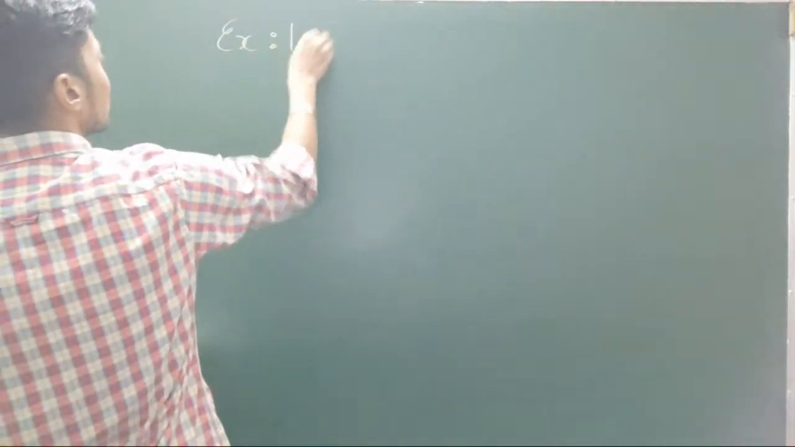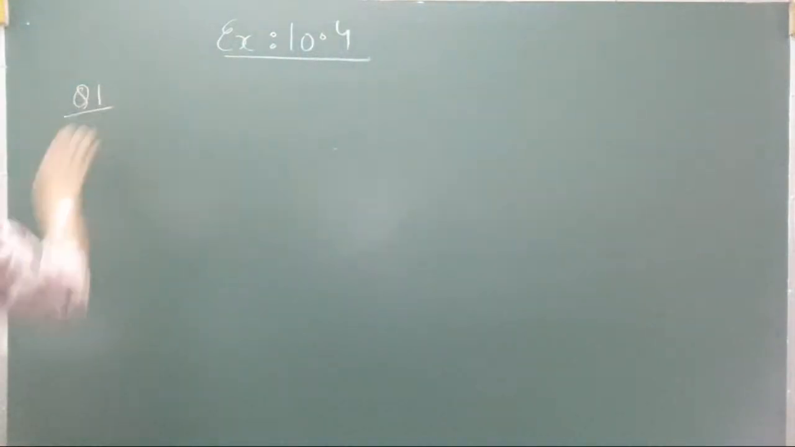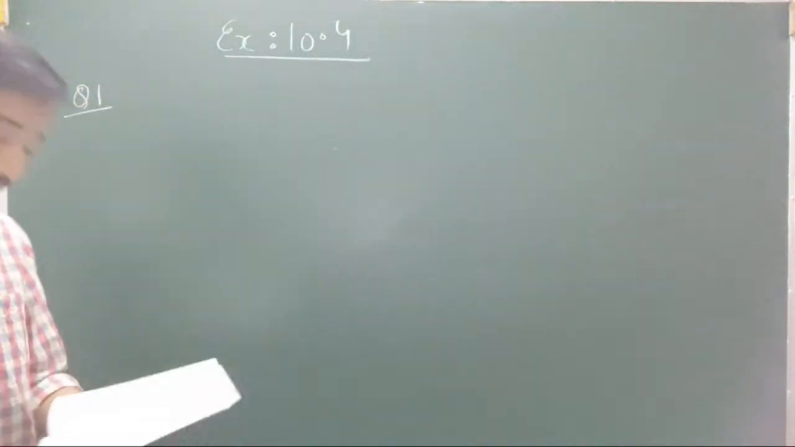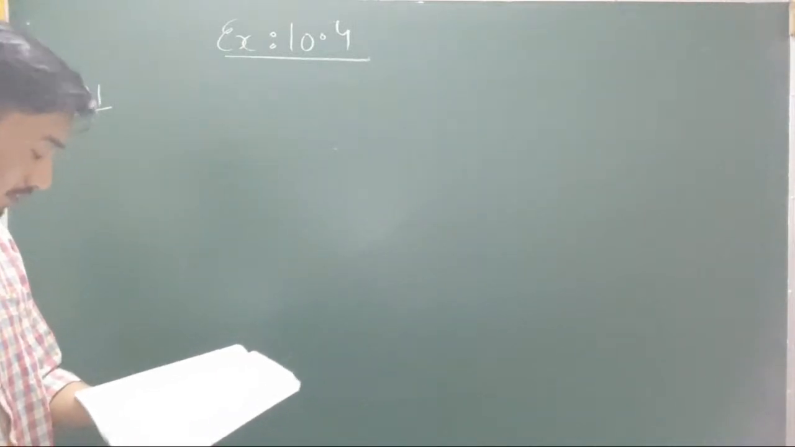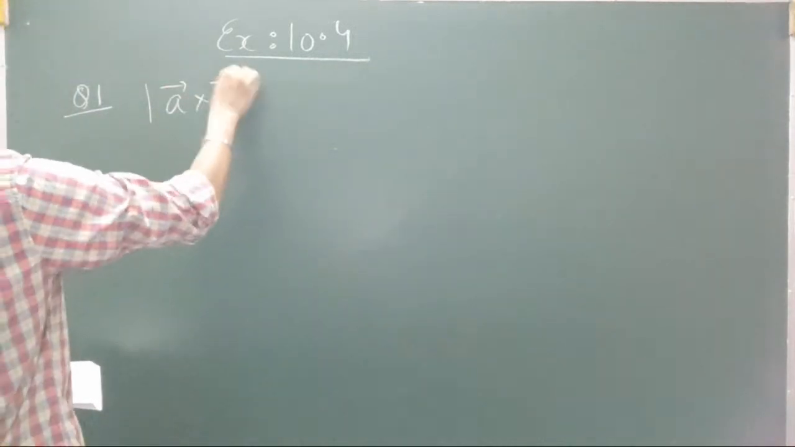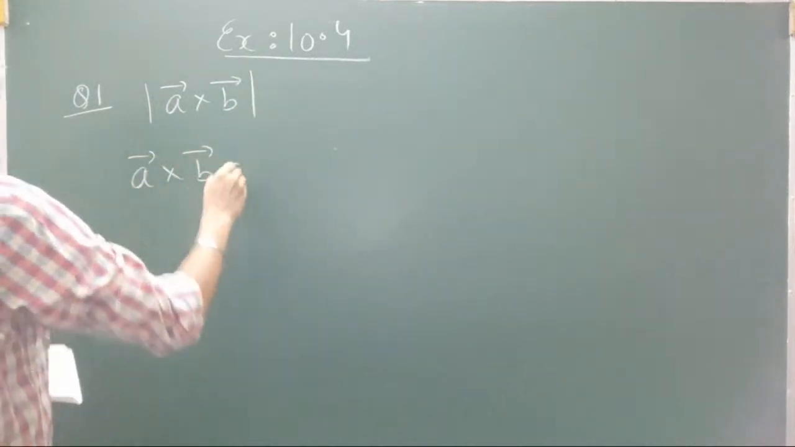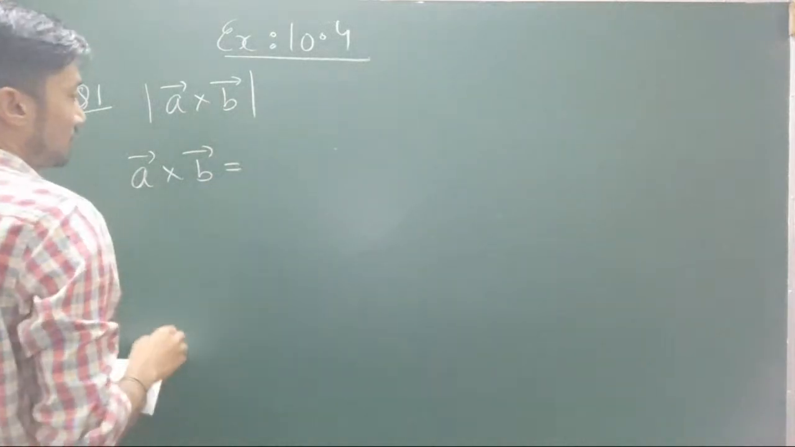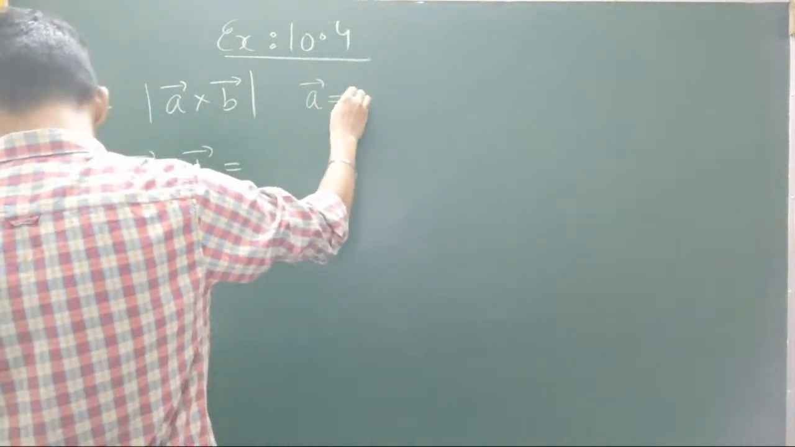All right, exercise 10.4. Question number 1. I'm not going to write down the question because I'm sure you have your textbooks ready. The two vectors are already given to you. Find the magnitude of the cross product A cross B. So let's first find the resultant vector from the two vectors, A cross B. Let me just write down the vectors also.